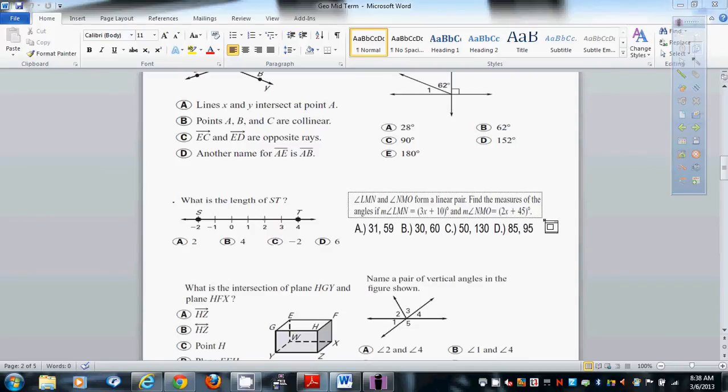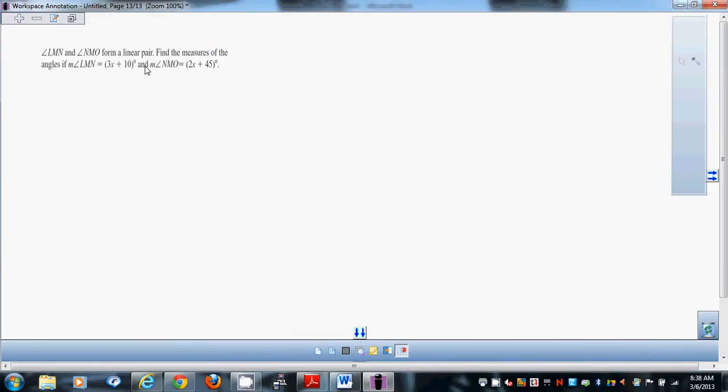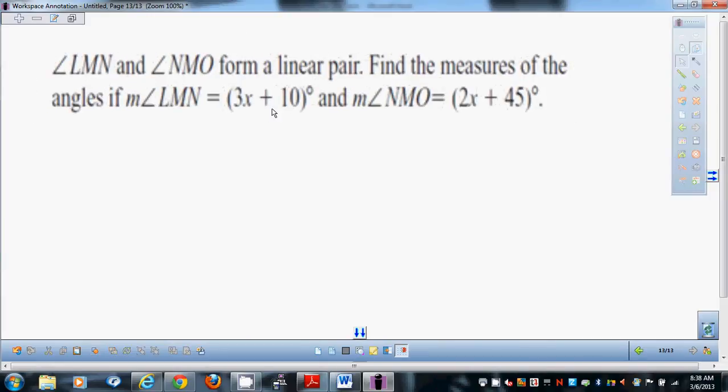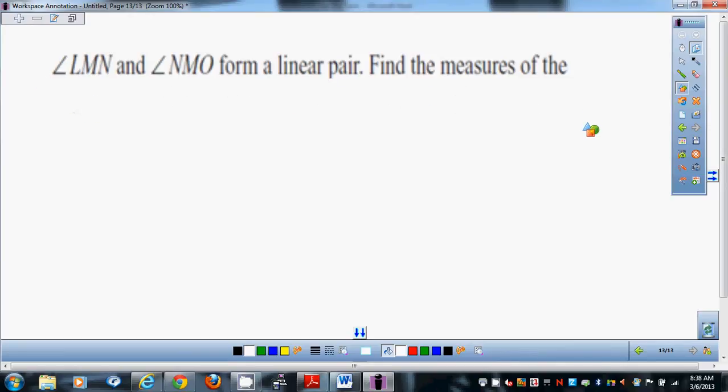Okay, here we go. Angle LMN and angle NMO form a linear pair. Find the measures of the angles. What does it have to provide me here? I'm guessing these are going to be your two linear pair angles. Now, it says find the measure of the angles. I doubt it's going to be so nice as to just give you a number.